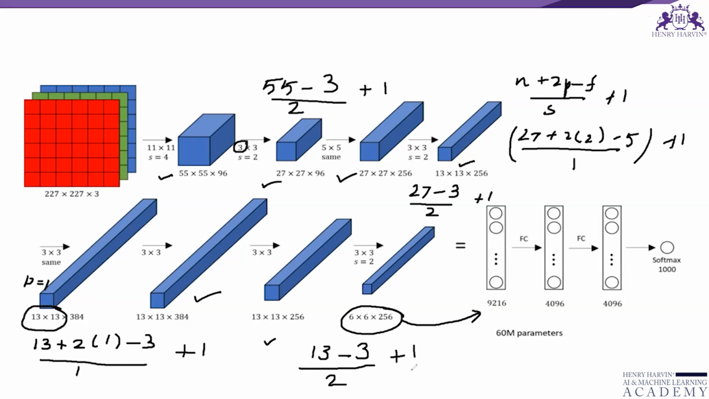Then we are connecting it to two fully connected layers of 4096 neurons. Then we are connecting it to the output, so the output has 1000 neurons because there are 1000 classes over here. So this is what we have to understand with this. Hope this is clear to you.